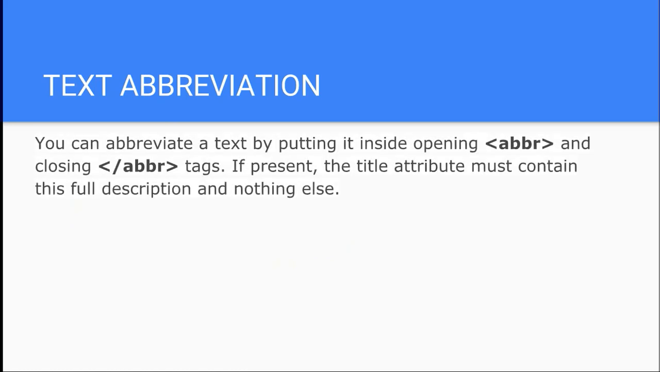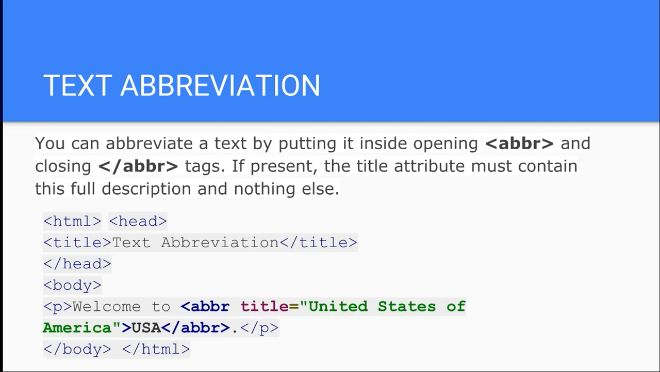And the next tag is text abbreviation. You can abbreviate a text by putting it inside opening ABBR and /ABBR closing tags. If present, the title attribute must contain the full description and nothing else. Let us see how it works.